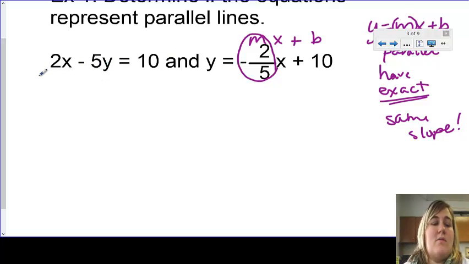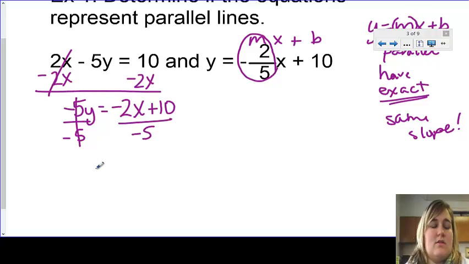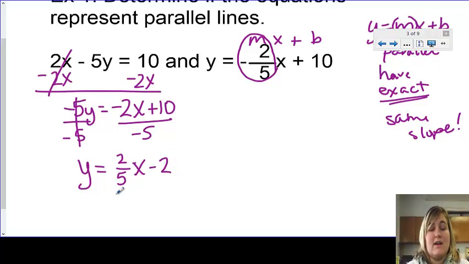To get y by itself, I'm going to start by subtracting 2x from both sides. Those will cancel. I'm left with -5y equals -2x plus 10. Divide by -5 on both sides. Cancels. I get y is equal to -2 over -5 gives me a +2 over +5, because negative and negative gives me a positive x, and then 10 over -5 is going to give me a -2.